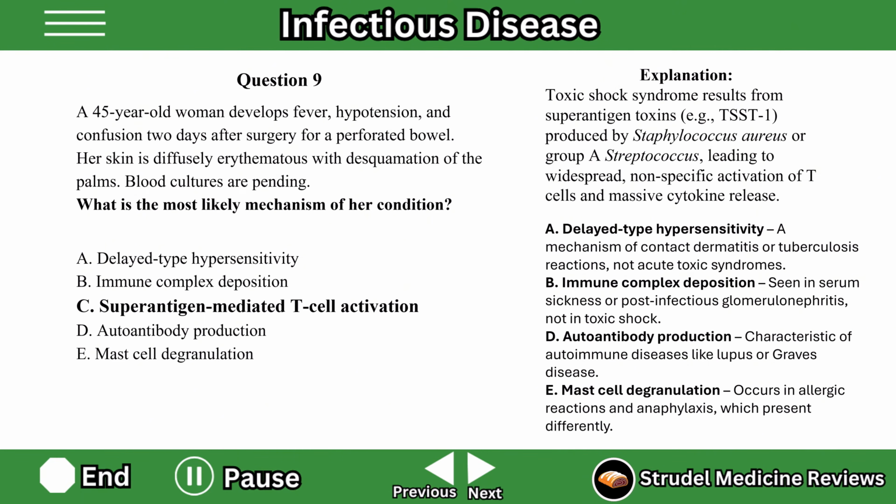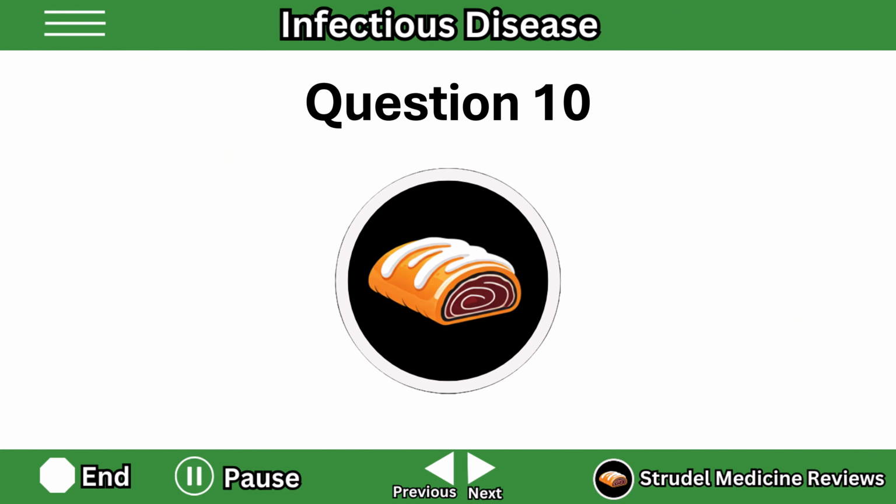D, autoantibody production, this is just not an autoimmune disease, toxic shock syndrome. E, mast cell degranulation occurs in allergic reactions and anaphylaxis, which you would expect minutes after an exposure and would present differently than this. It would present with wheezing, hypotension due to vasodilation, things like that.